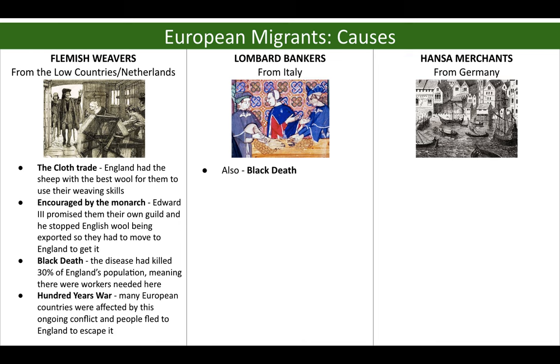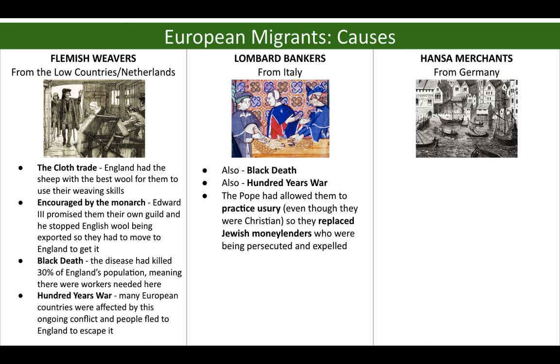The Lombard bankers also are affected by the Black Death, and they also come to get jobs and wages from England that are happening because the Black Death creates a shortage of workers. They are also trying to avoid the 100 Years' War, which goes into Italy. But specifically, they have been allowed by the Pope, even though they are Christians, to practice usury. So they come to the country to replace the Jewish moneylenders who are being attacked and are kicked out of the country in 1290.